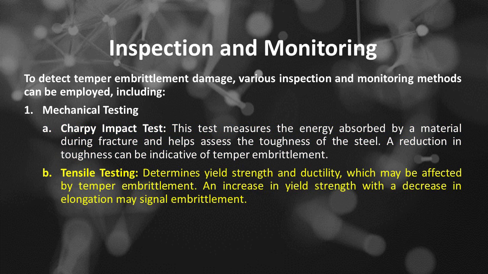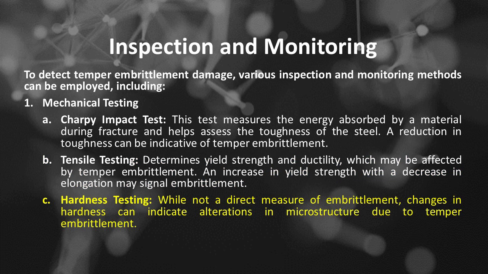The second is tensile testing, which determines yield strength and ductility, which may be affected by temper embrittlement. An increase in yield strength with a decrease in elongation may signal embrittlement. And the third is hardness testing. While not a direct measure of embrittlement, changes in hardness can indicate alterations in microstructure due to temper embrittlement.